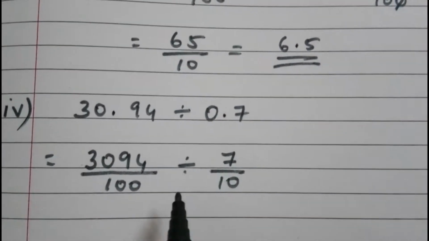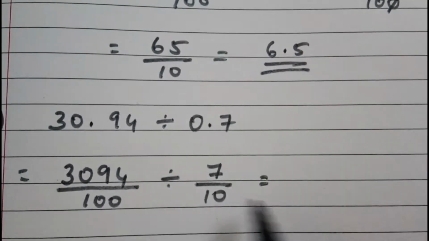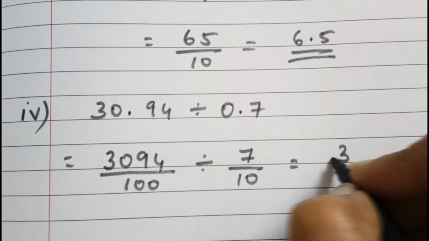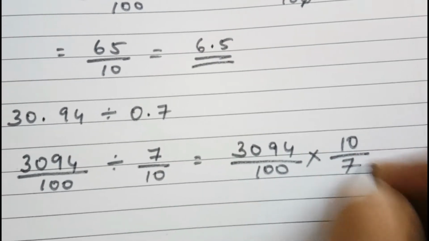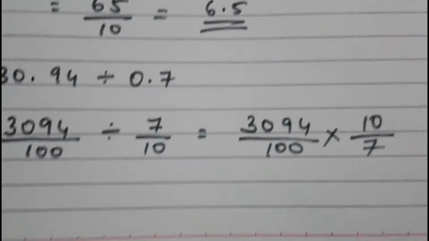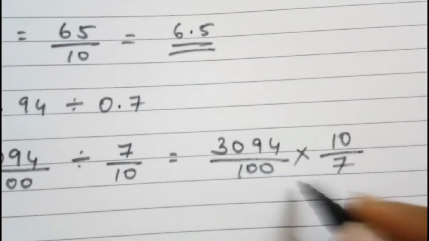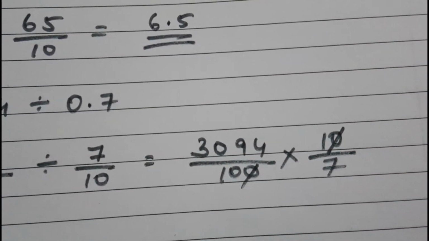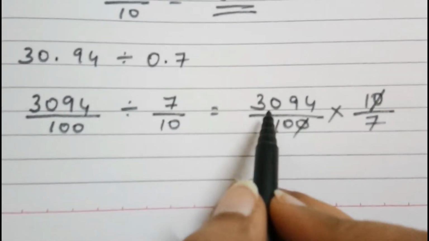Clear? Now since it is a division of fractions, we cannot divide it directly, so what we do is we change it into multiplication with the reciprocal of this. So it will be 3094 by 100 into 10 by 7. Clear? Now 7 and 10, not easily calculable. This can happen, that 1 zero and 1 zero get cancelled. Okay? Now let's see how many times 7 will go in 3094.